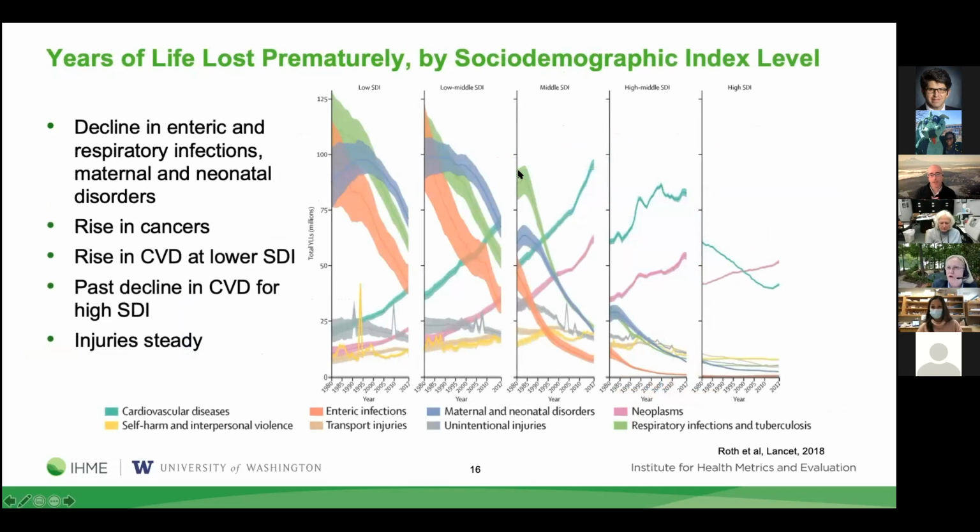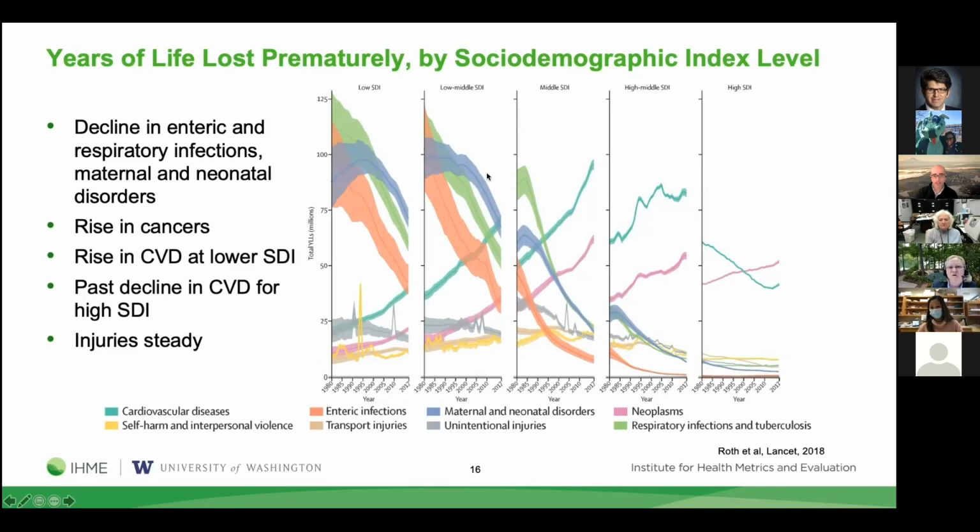This is another nice feature of the study, which is we can look at these different patterns by different levels of development within countries. So let me just walk you through what we've done here. Here, these are 5 identical figures. Each figure shows years of life lost prematurely as counts on the y-axis, and years on the x-axis from 1980 to 2017 in this case.